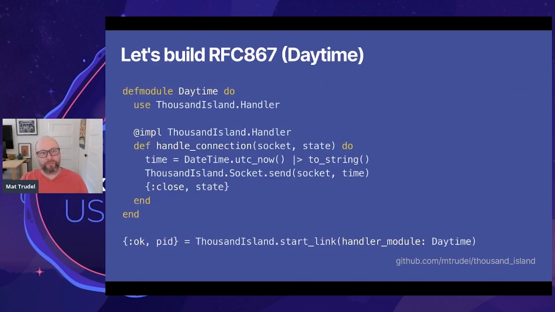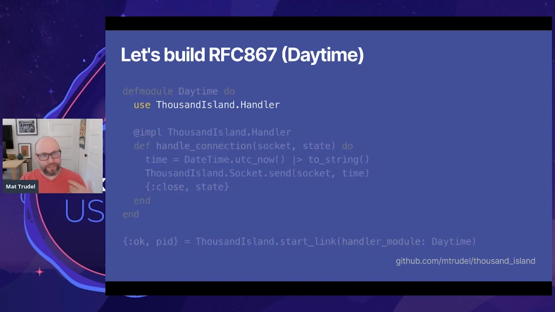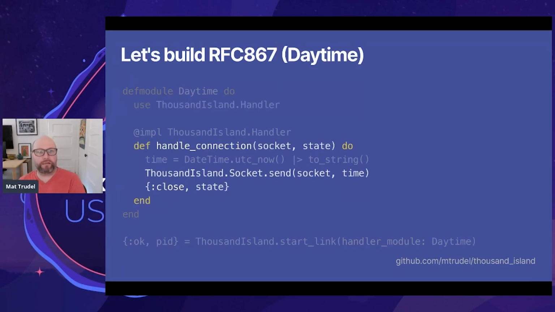So this is an implementation of the datetime protocol, which is a really simple one. When a client connects, the server sends it the current time in some unspecified format, and then closes the connection. So we implement this by implementing the ThousandIsland.Handler behavior, and we implement the handle_connection callback on that behavior. This function is called by Thousand Island whenever a connection is received from a client, and it passes the socket for that connection into us. We then go and format the time as a string, and we use ThousandIsland.Socket.send to send that string to the socket. And then we return close to Thousand Island, which tells Thousand Island to close that connection.